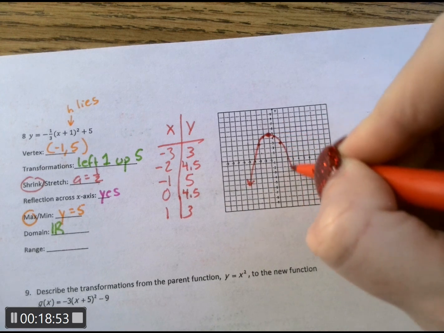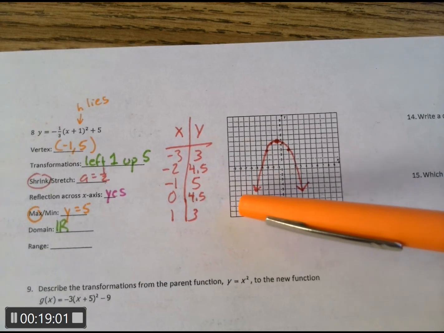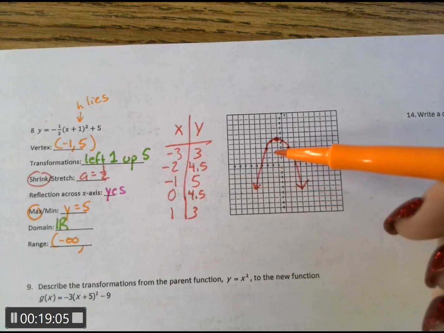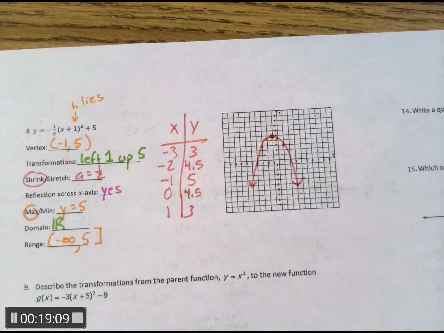Okay. And so then, going from bottom to top, we hit negative infinity because we have arrows. And then we go all the way up to our vertex, which is going to be positive 5.